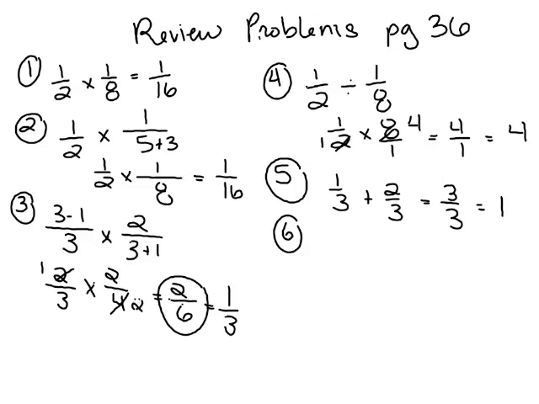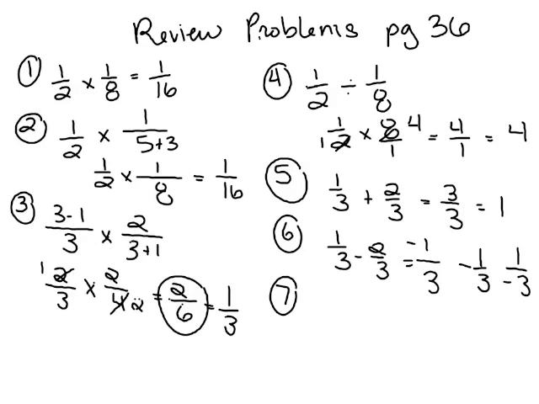Number 6. 1/3 minus 2/3. All right, same with addition, I need a common denominator. Do I have one? Yes. So working with thirds. 1 minus 2 is -1. -1/3. Can I write it like this? Sure. Can I write it like this? Yes. Okay, they all mean the same thing.